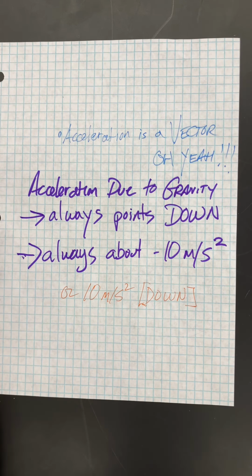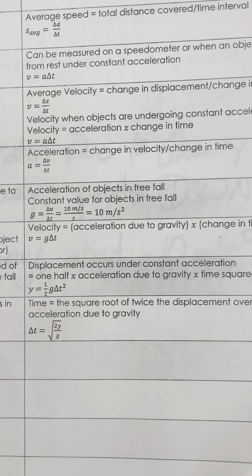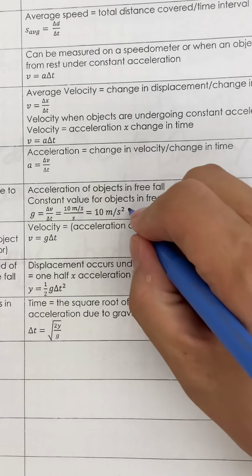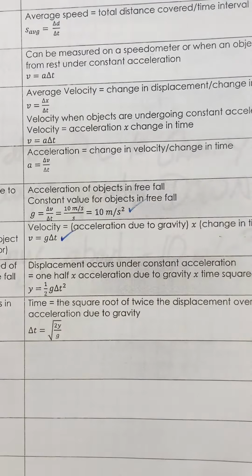Okay, summing up, little g is always pointing down. It's a vector. It's always working. It's always negative 10 meters per second squared. Oh, yeah. And we, of course, have these same equations in our packet from earlier. And we're checking the boxes on velocity. We're checking the boxes on distance. We're checking the boxes on time.